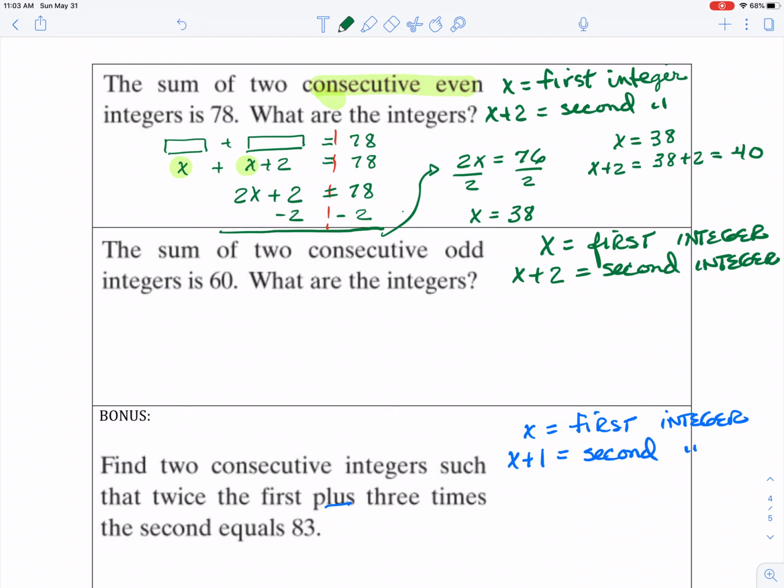And the next one that we're looking at is consecutive odd integers. And again, you can see how I've modeled it out there. It's the same model as for consecutive even. These go up in increments of 2. So I'm going to show you the sum of 2, and that's going to add up to 60. So here's the first. Here's the second. Here's the sum of 60.